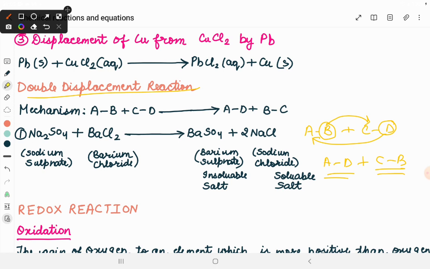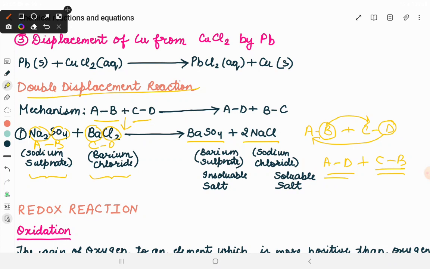So now let us put these values under the following given reaction. This is AB, meaning Na2SO4, and here we have CD, which is BaCl2. Now what we have formed is two products. Now this Na2SO4 is known as sodium sulfate and this BaCl2 is known as barium chloride.